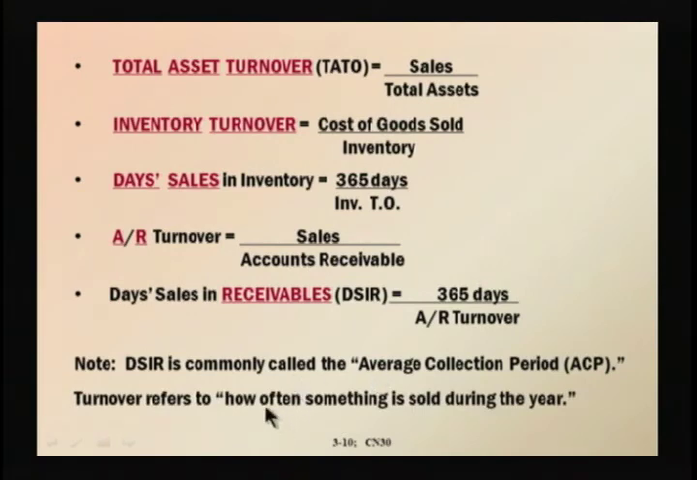Turnover is how often something is sold during the year. So if you notice, a turnover ratio tends to have sales in the numerator or something closely related to sales like cost of goods sold. So those turnover ratios tell you how many times you sell something. It's the sales for the year divided by the thing you're measuring the turnover of in the denominator.